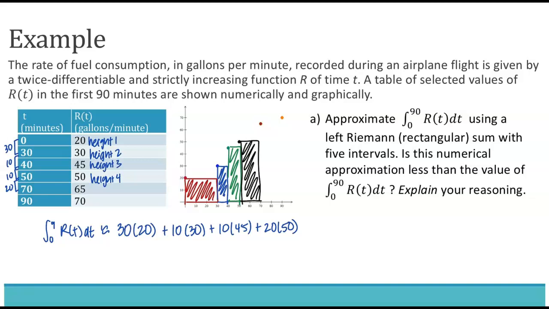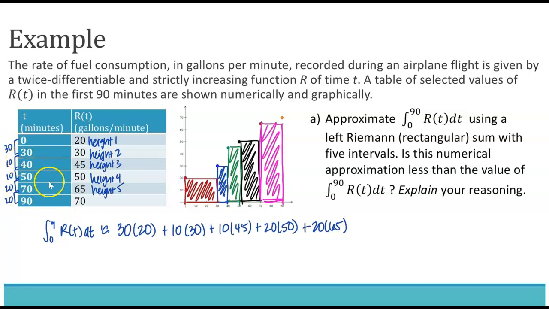And then finally between 70 and 90, that has a width of 20. And the height is going to be 65. So this is going to be our 5th height. So we're going to have plus 20 times 65. And so our last rectangle is going to go from 70 to 90. And there we go. So we are not going to use that last output value, right, because we're doing a left rectangular sum here.